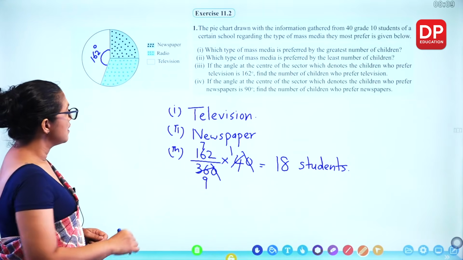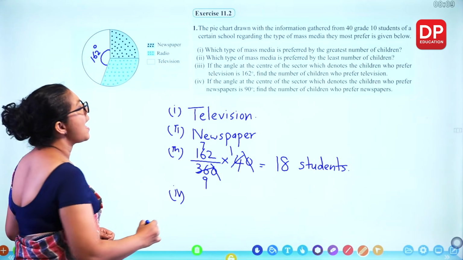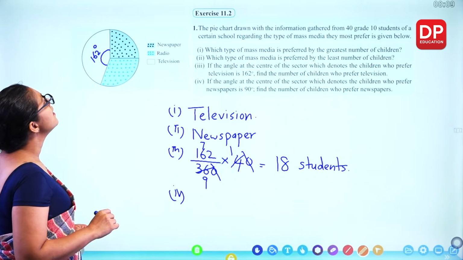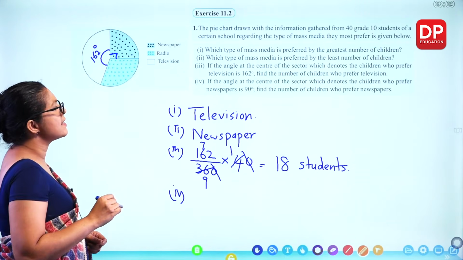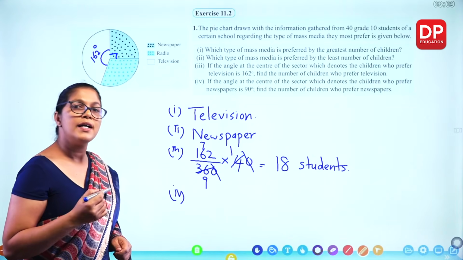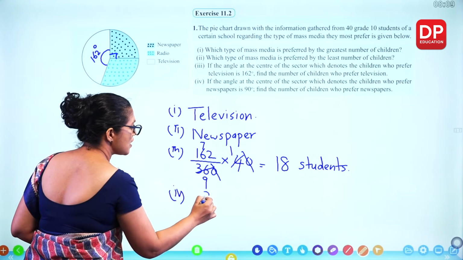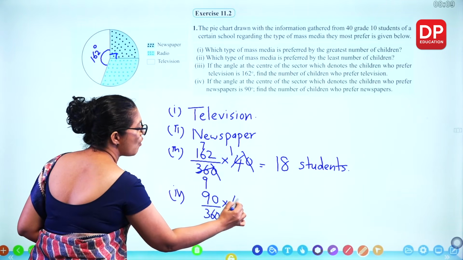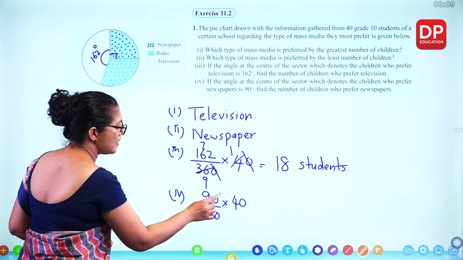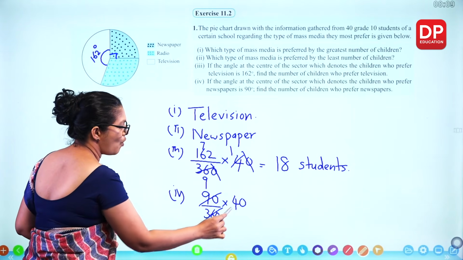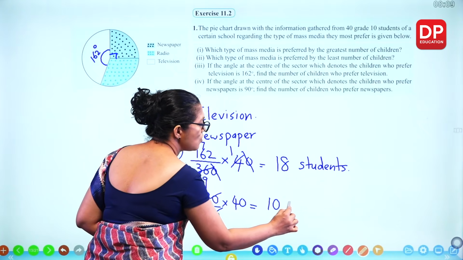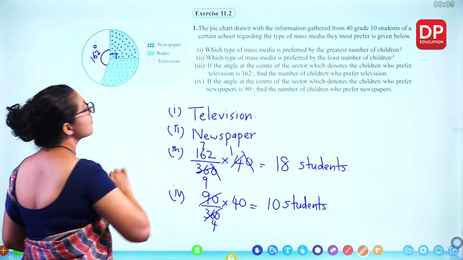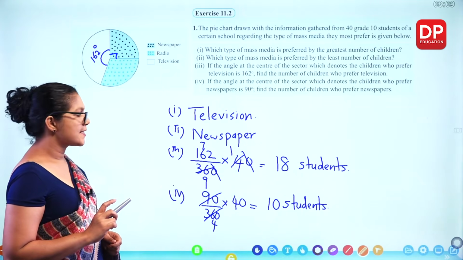television. Last part, it says, if the angle at the center of the sector which denotes the children who prefer newspapers, newspaper is this one, that's 90 degrees. Find the number of children who prefer newspaper. So here, what's the fraction for newspaper? 90 over 360, and altogether 40 students are there. So you can see 90 times 4, 40 divided by 4, 10 students prefer newspapers.